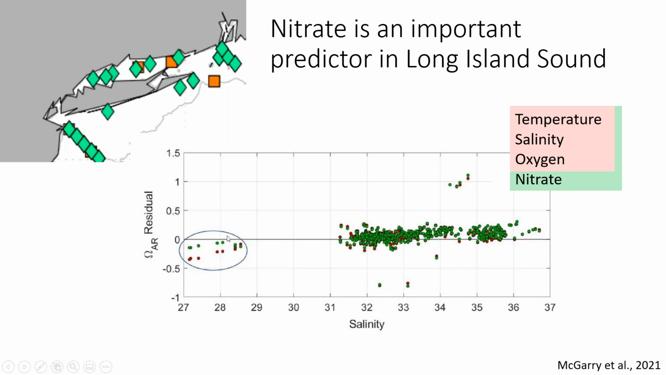Earlier, I showed that including nitrate only improved estimates in the overall data set slightly compared to the model that used oxygen. But we found that for these data in Long Island Sound, nitrate improved the estimates, and you could see that the green points at the low salinity values fall closer to the 0 line. This suggests that there's a process happening here to decouple oxygen and nitrate concentrations, and that's consistent with denitrification influencing aragonite saturation state in Long Island Sound. And we expect this to be the case in other estuaries, though we didn't have the data in this set to test that.